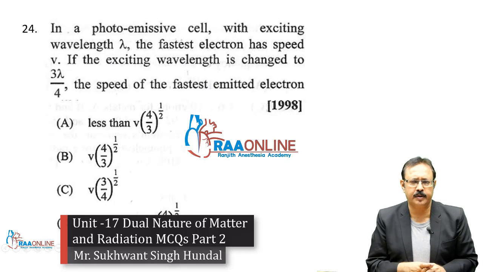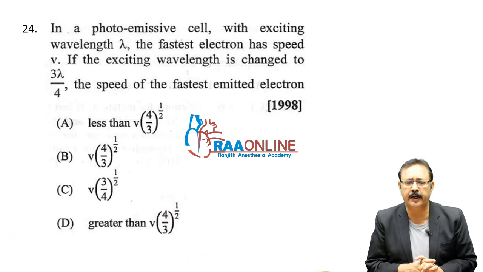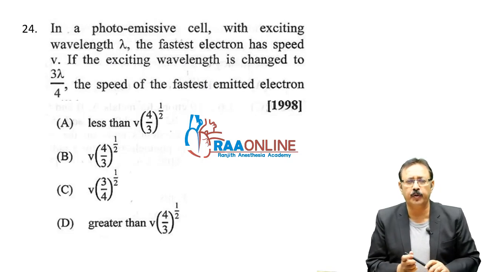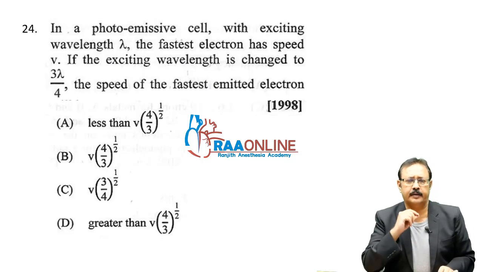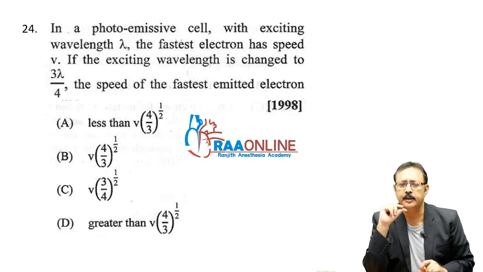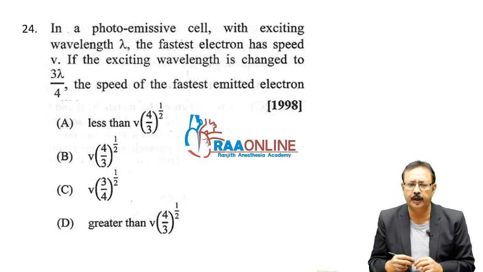So now we are going to start the 24th problem, which is from 1998 AIPMT. In a photoemissive cell with exciting wavelength lambda, the fastest electron has speed v. If the exciting wavelength is changed to 3 lambda by 4, what is the speed of the fastest emitted electron? See what you are doing.